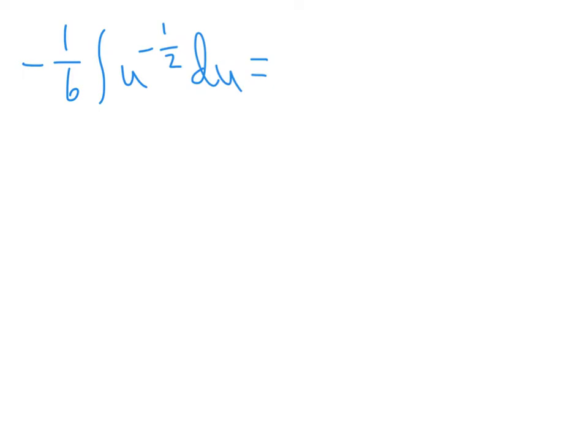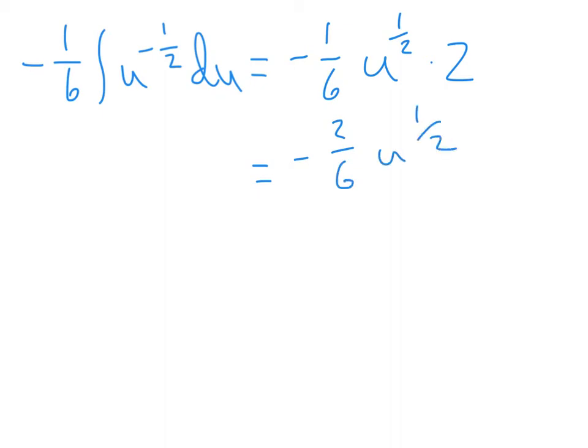And then we can take the antiderivative with the power rule. The antiderivative power rule says increase the power by 1 and then divide by that new power. We already have a negative 1/6 out front. If we increase our power by 1, we'll get 1/2. And then if we divide by 1/2, remember that's the same thing as multiplying by 2. So it looks like we end up with negative 2 over 6 u to the 1/2, which reduces to negative 1/3. And remember, u equaled 1 minus 4x cubed. So this becomes negative 1/3 times 1 minus 4x cubed to the 1/2.